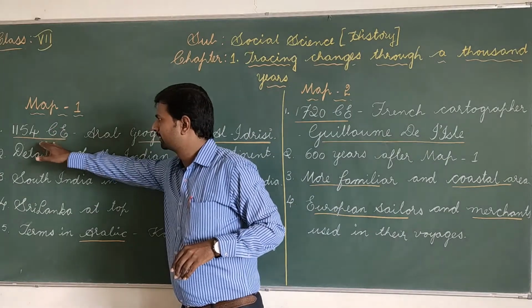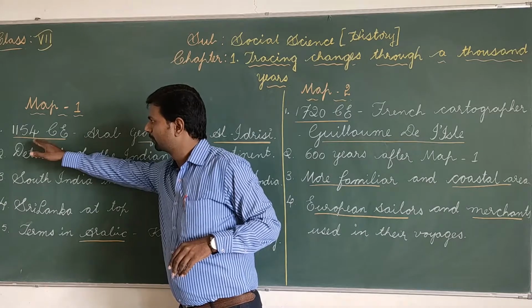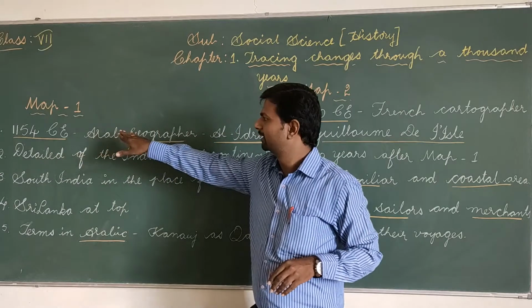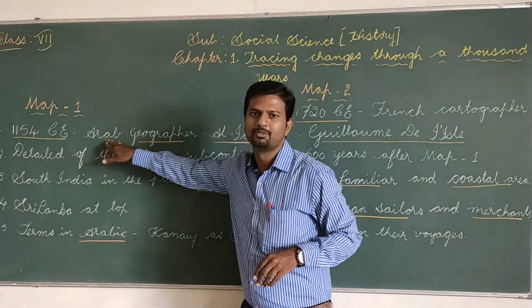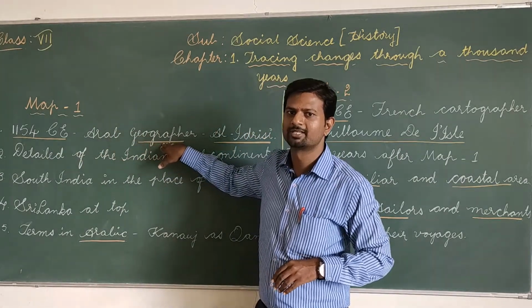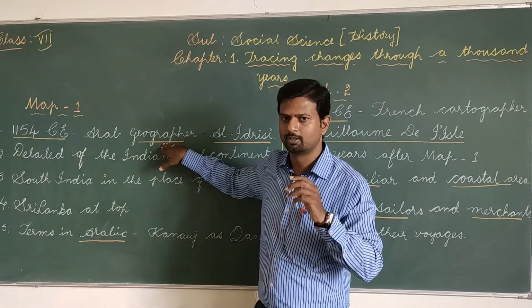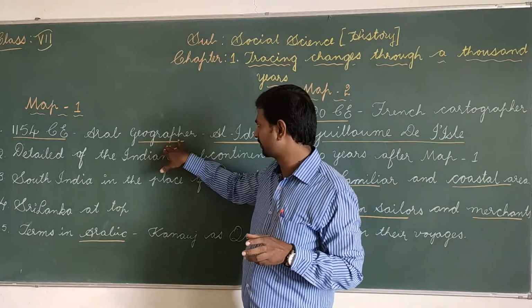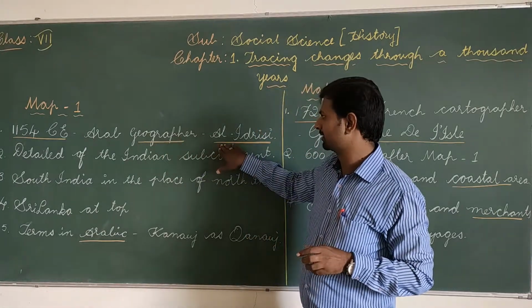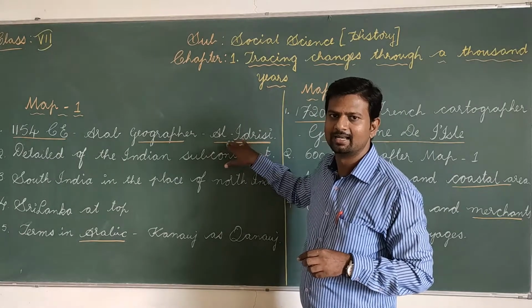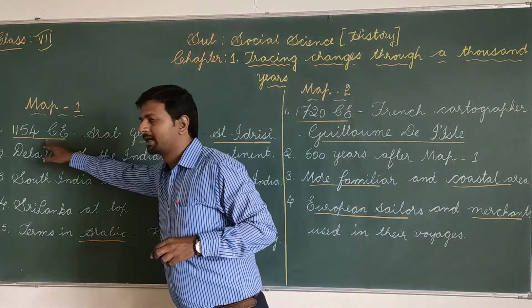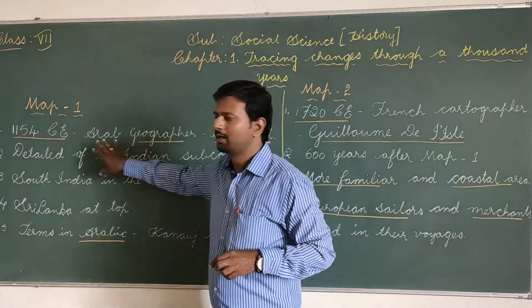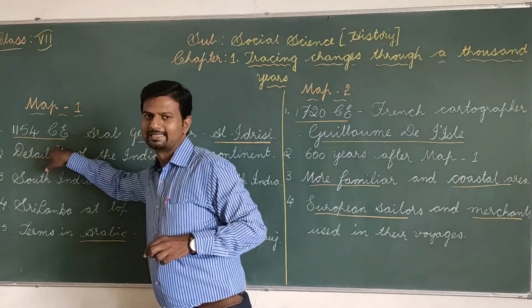It was formed in 1154 CE. That means 1154 CE. It was formed by an Arab geographer. A geographer is one who studies geography and discovers geographical things. The name of the person is Al-Idrisi. He created the map in 1154 CE.